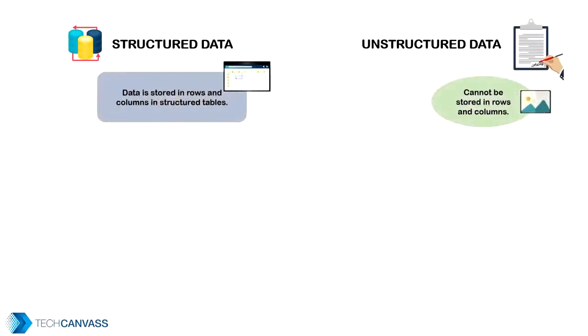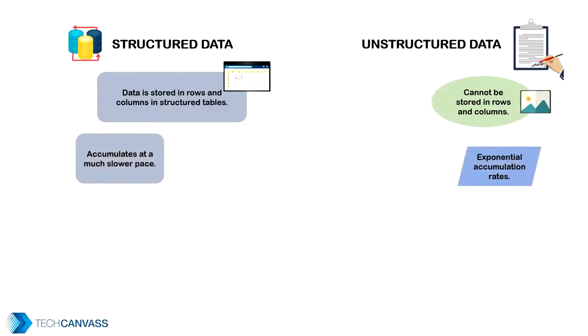Storing structured data is pretty straightforward, in well-defined rows and columns in tables. Because of the variety and ambiguity of format, unstructured data cannot be forced to fit into tables. It is stored in specialized databases.